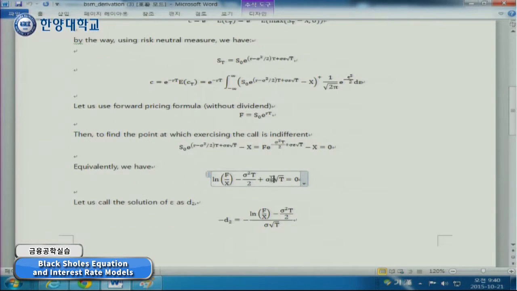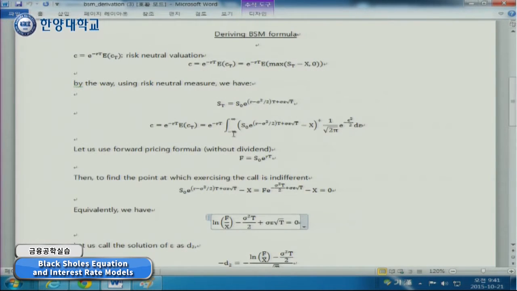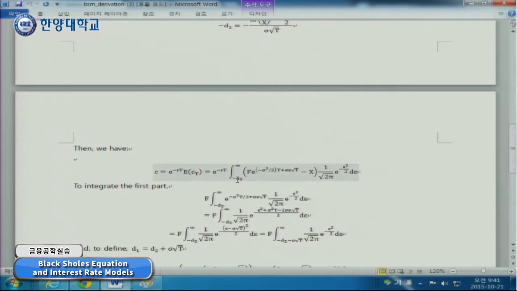Right? And let's call the solution of this one epsilon as d2, and if we move this one over here and divide each side by sigma root t, then minus d2 looks like this. Okay? So when epsilon is d2, this one is 0. Right? So we can integrate from minus d2. So now instead of doing integration from minus infinity to plus infinity, we can do the integration from minus d2 to plus infinity, like this one. Remember, we don't have the plus. So let's do the integration of this part first and this x part.